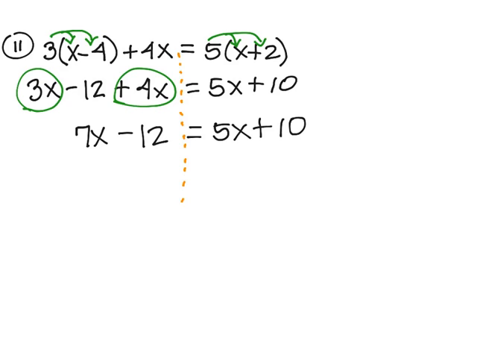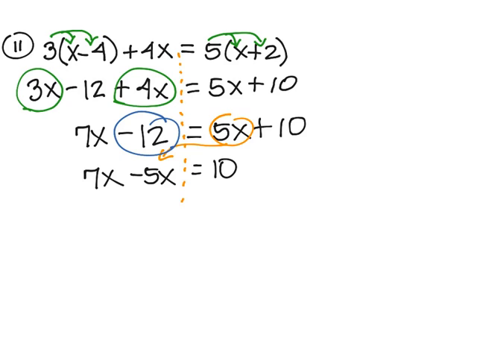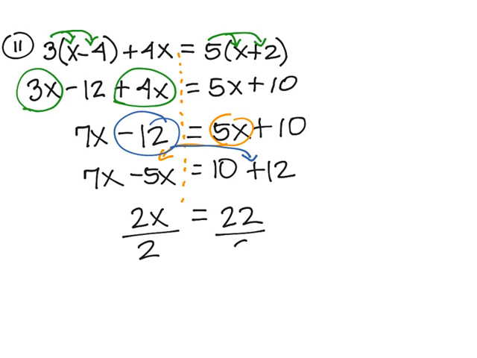And now I can switch sides. I'm going to bring 5x over, and when I do that, it becomes a negative, good, equals, bring down 10. When I bring negative 12 over, it becomes a positive. Awesome. So 7x minus 5x is 2x equals 22. Then we divide by 2, x equals 11. Awesome. Y'all see that? Okay.